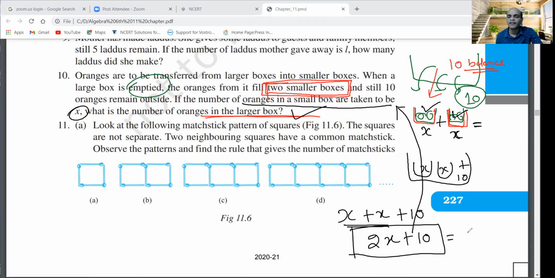Sir, you can take a common also. You can take common of 2 also. Then we can say X plus 5. It can be also done. Right? Both are correct. This and this both are correct. Okay? Very good.